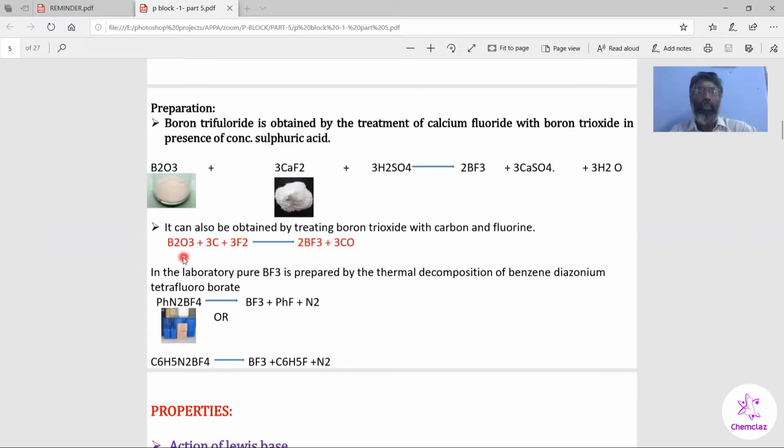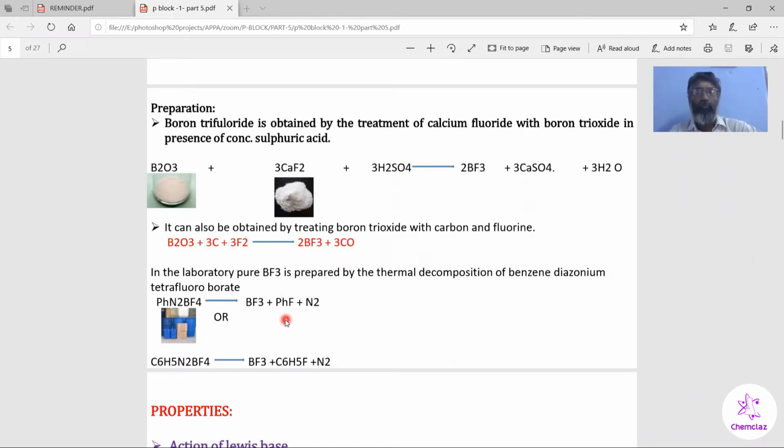The second method is boron trioxide reacting with carbon in the presence of fluorine. This carbon reduces boron oxide into boron. That boron reacts with fluorine to give boron trifluoride. Carbon combined with oxygen gives carbon monoxide. So this is the second method: boron trioxide reacts with carbon in the presence of fluorine, which gives boron trifluoride.